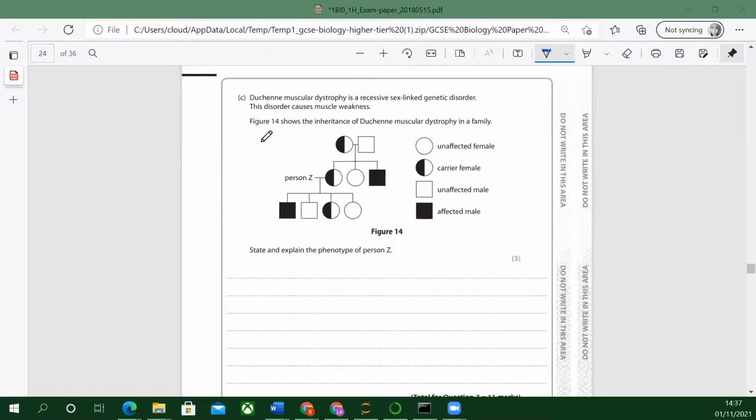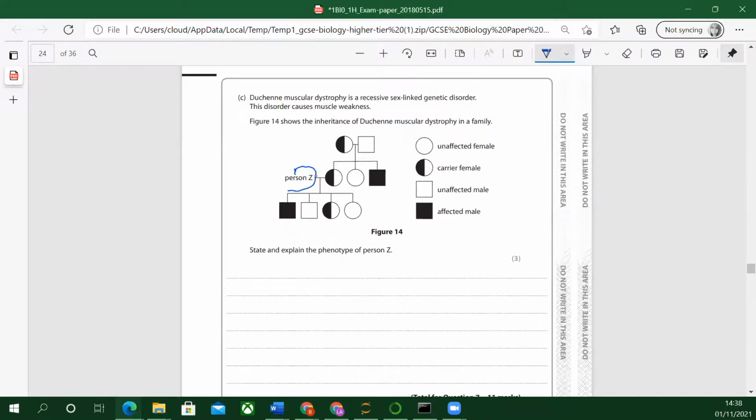Figure 14 shows the inheritance of Duchenne muscular dystrophy in a family. State and explain the phenotype of person Z. Okay, so if they're round and they've got a half moon, they're a carrier female. Oh no, sorry, person Z is a missing one. So really, this is a different person.